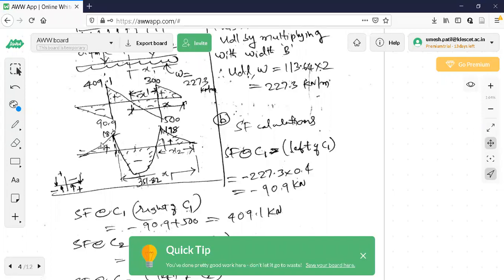In the examination, what will happen? That much time is not there. Out of these two, whichever is more, use that one. 18.2, 198. Whichever is higher, multiply that by 1.5 because I want the factored moment. For that value of factored moment, find out AST2. This is what you should do in the examination.